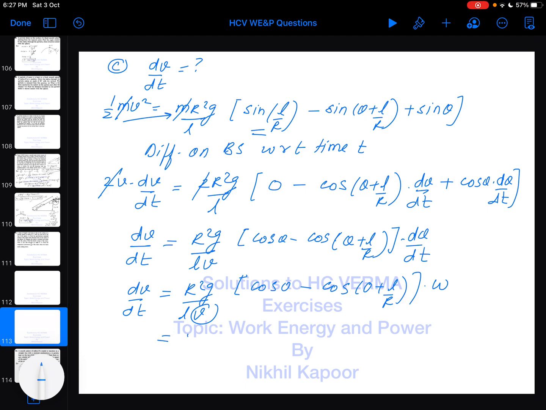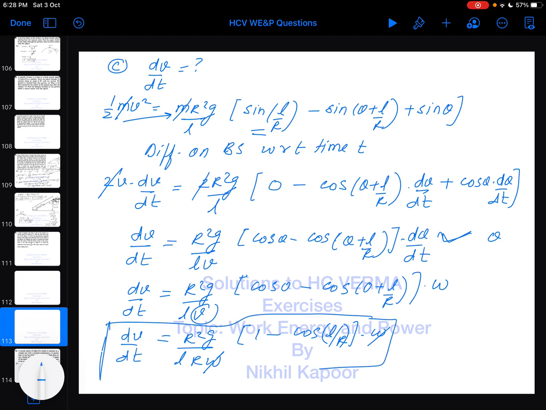So I can substitute this v as r omega. So r square g upon L, r into omega, cos 0 is 1, minus cos of L by R into omega. So this omega and this omega get cancelled. Now this is nothing but the tangential acceleration at the instant, while the earlier expression is the tangential acceleration at any position theta, and this is when the chain starts sliding. Thank you.